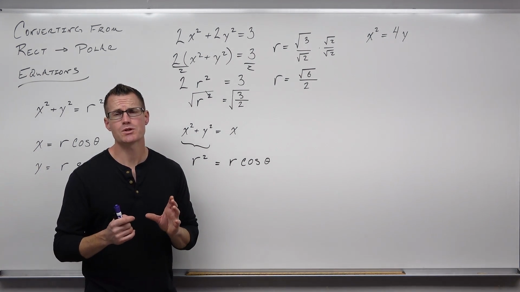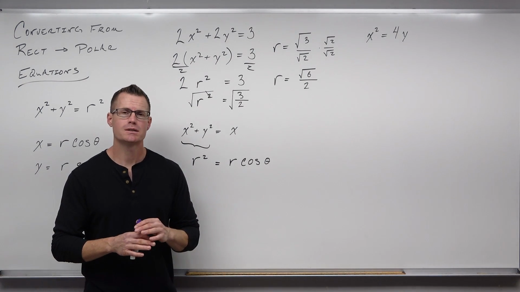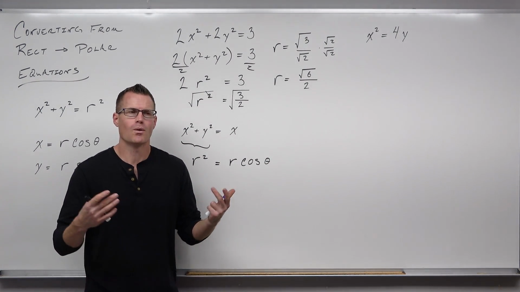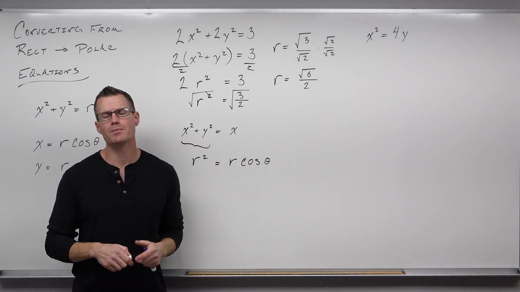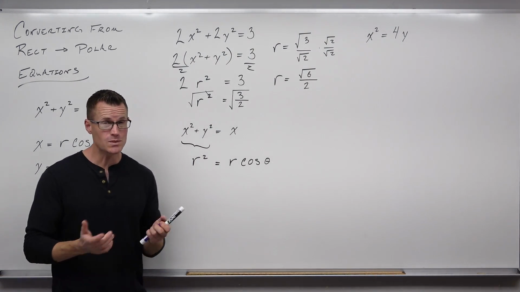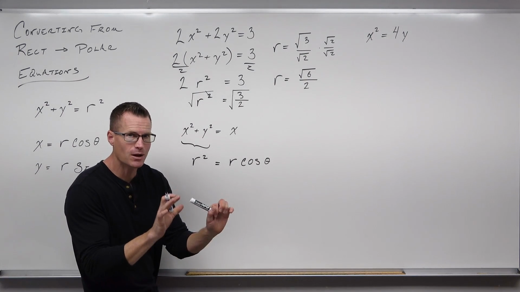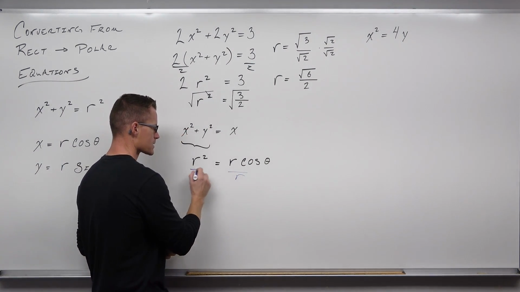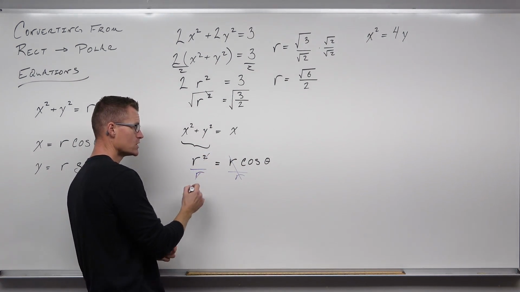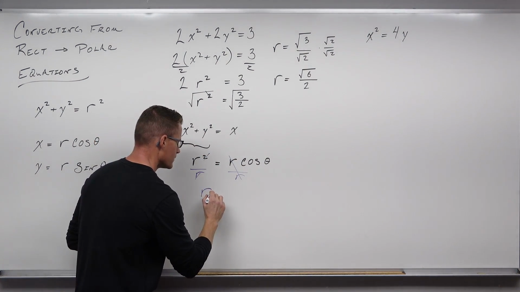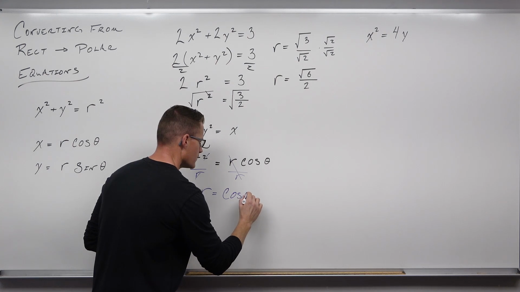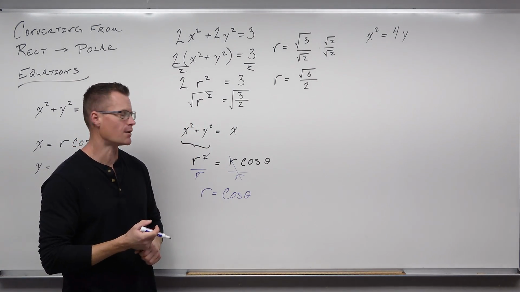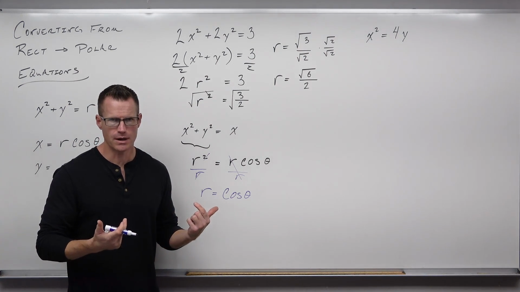There is one exception though. A lot of times, textbooks will tell you, ignore the solution of r equals 0. Why? Because then you can divide both sides by r and cancel it out. So if I'm allowed to discount the solution of r equals 0, then when I divide both sides, that's gone. We just get r equals cosine theta. We're going to discover in a couple more videos what that actually is, the shape that that creates on the graph.